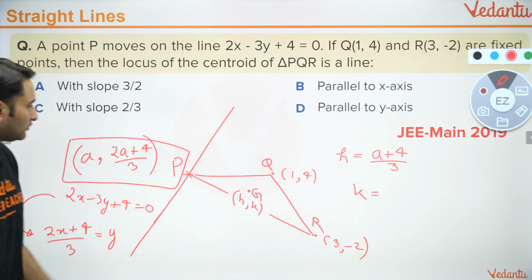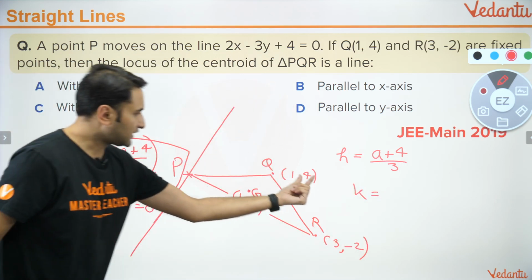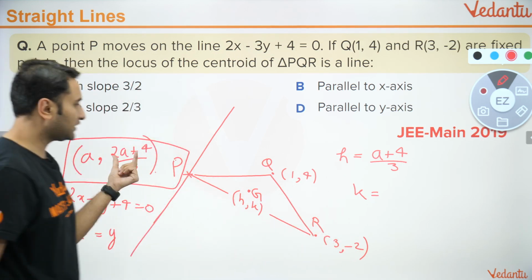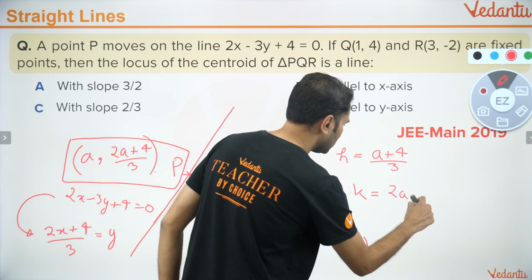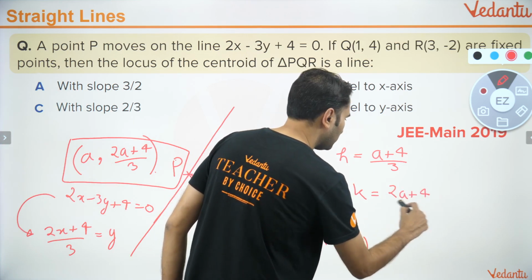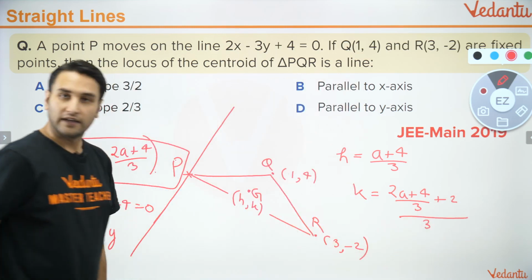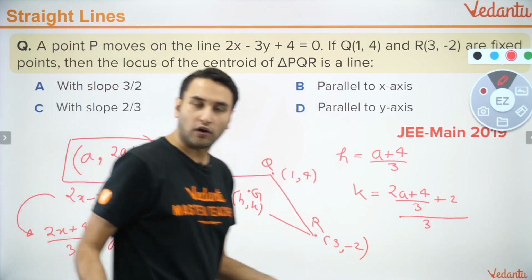Similarly, what will be k? k कितना हो जाएगा बच्चों? k will be this plus 4 minus 2. 4 minus 2 is 2. So this plus 2. So 2a plus 4 by 3 plus 2 upon 3. Alright, बस problem solved.